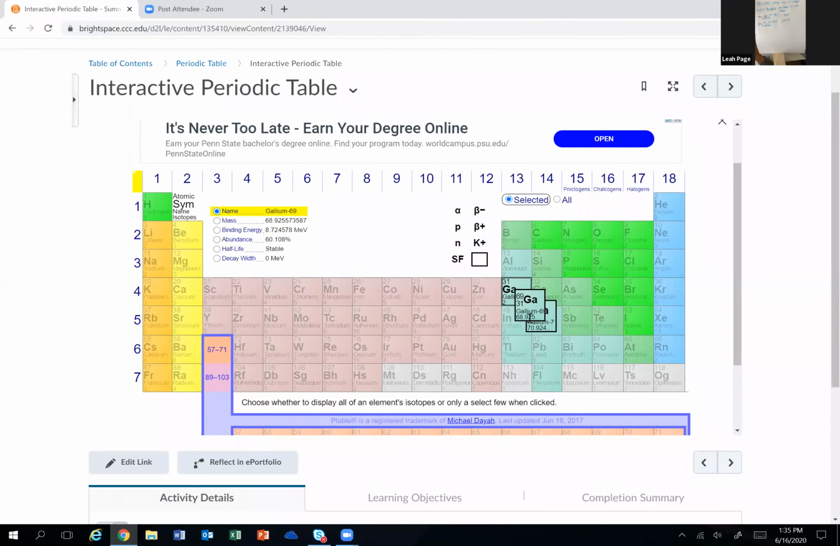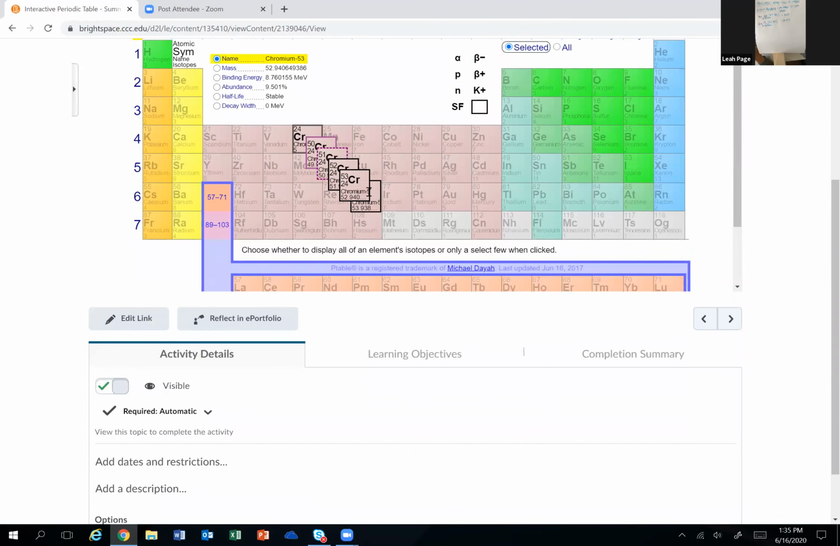I can click on lots of different elements. Let's say I click on chromium. You see chromium has 1, 2, 3, 4, 5 isotopes. Chromium has a lot of isotopes: chromium 54, 53, 52, 51, 50. Each time I hover over one of them, it tells you the mass of that isotope and what the abundance is. For instance, chromium 50, there's only 4% of all the chromiums in the world that are chromium 50. The majority of the chromiums look like they're chromium 52.